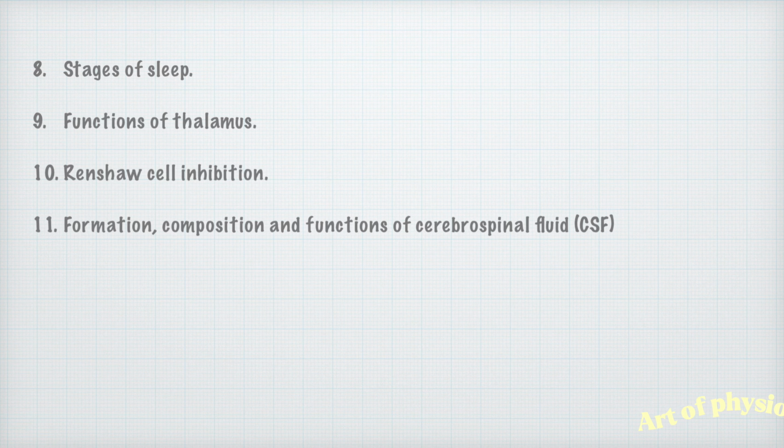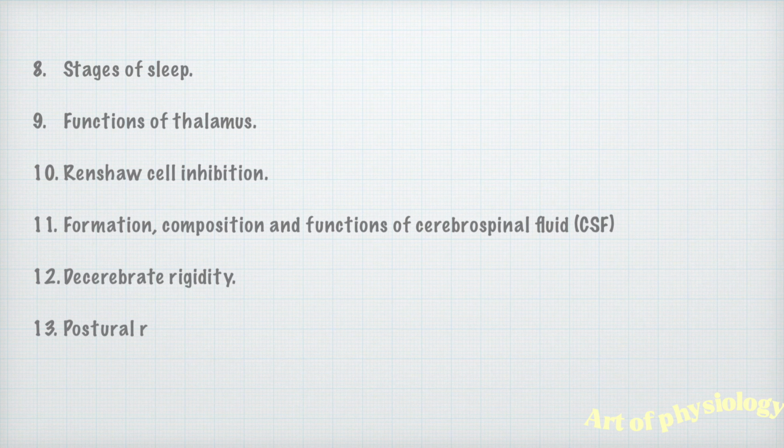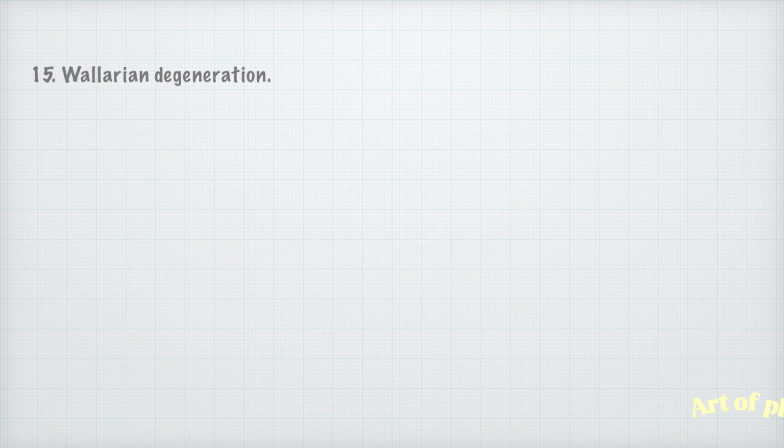Now the formation, composition and functions of CSF, cerebrospinal fluid. Then decerebrate rigidity, decorticate rigidity also, you just read. Then the postural reflexes, then motor unit. Wallerian degeneration, again important. And at last you should just write 2-3 lines about Wallerian regeneration also.